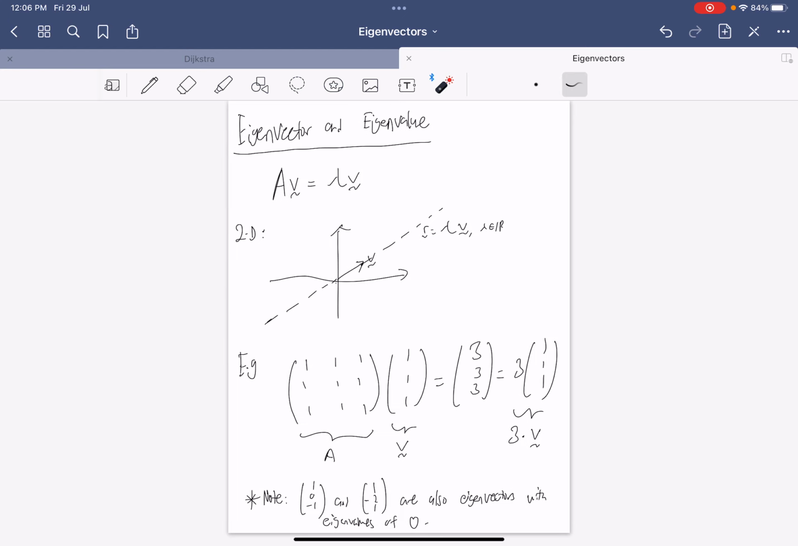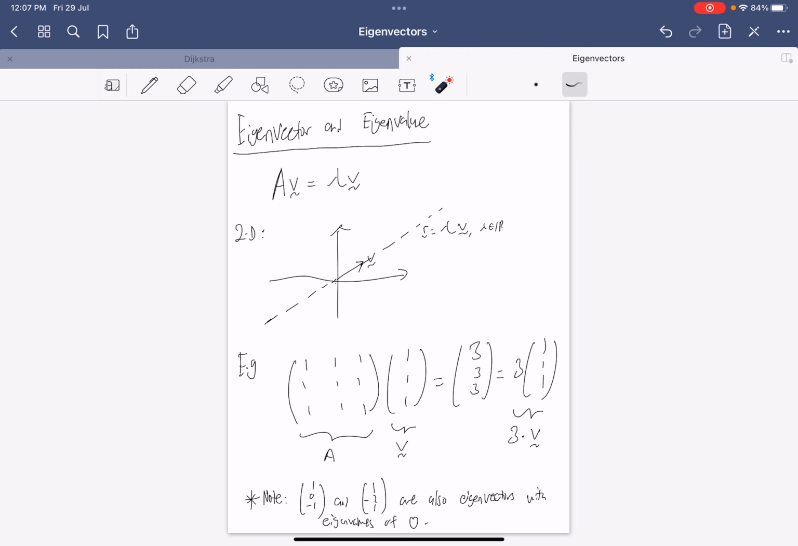But also note that 1, 0, minus 1 and 1, minus 2, 1 are also eigenvectors with the same eigenvalue of 0. And we will see how we can compute this later on. So this is the definition of an eigenvector and an eigenvalue. For more geometric interpretations of what it does, you can visit the 3Blue1Brown video on eigenvectors and eigenvalues, as he has a very good demonstration and simulation of what it does.